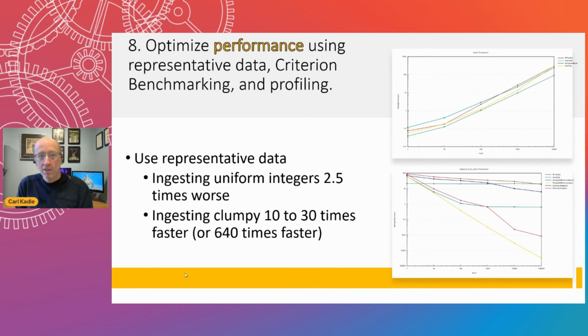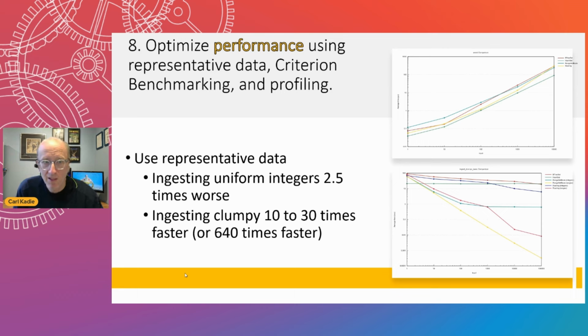Rule 8 is optimizing your performance using representative data, Criterion benchmarking, and profiling. So ideally, you have some real-world data that you can put through your data structure and tell whether or not users are going to be happy using your data structure with its performance. In this case, I didn't have that, so I did the next best thing, which was to create synthetic data.